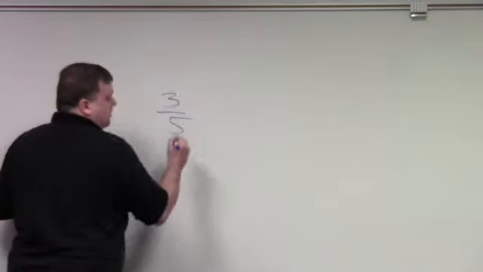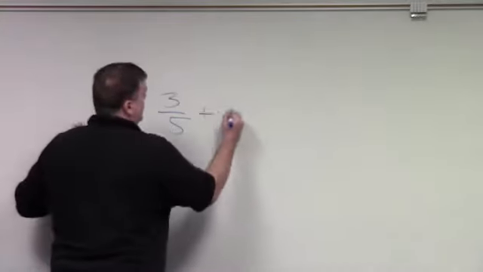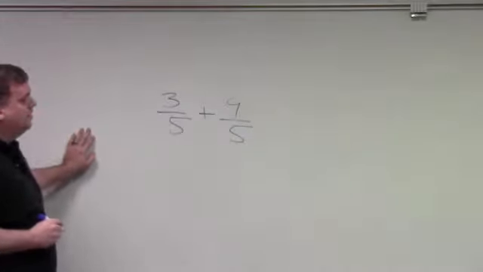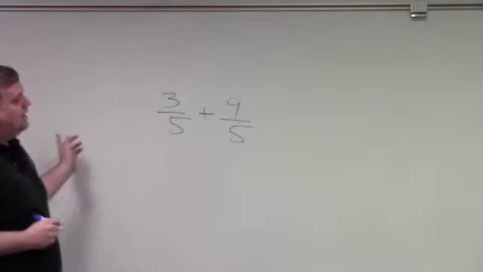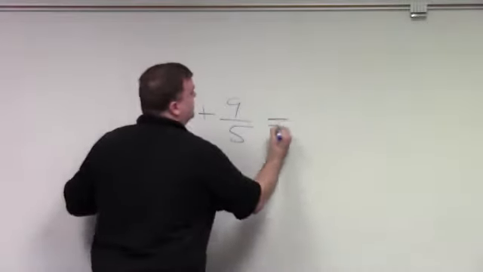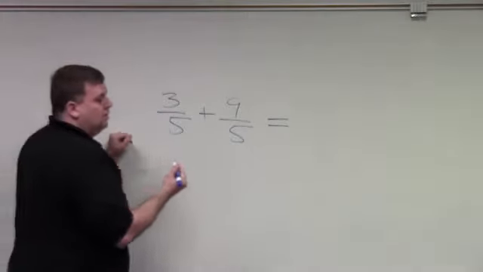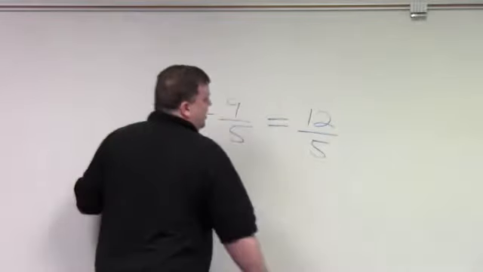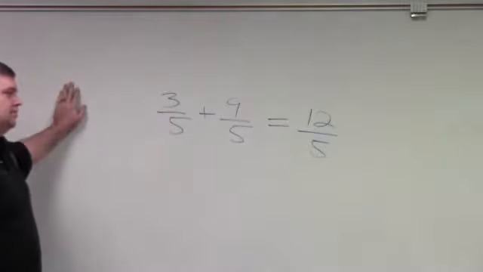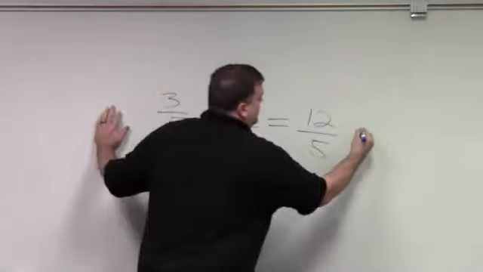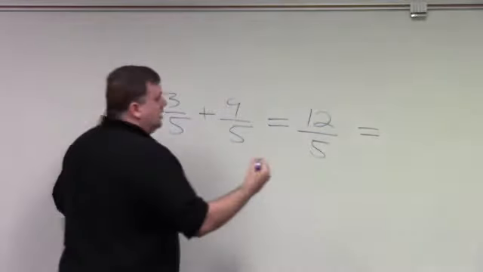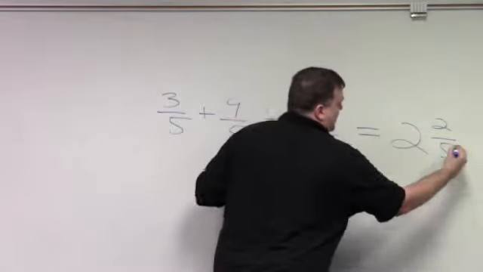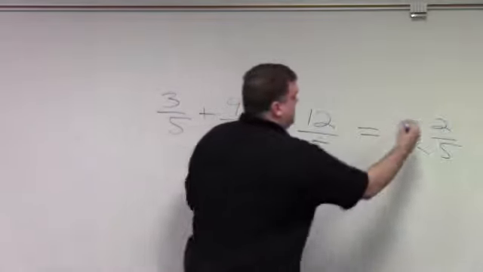And sometimes they're nice enough to give us fractions that have a common denominator. So if you already have the common denominator there, you can just add the tops, the numerators. So 3 plus 9 is 12. Always keep that denominator. And then we need to convert that into a mixed number. So how many times does 5 go into 12? 2, with a remainder of 2, and keep the same denominator. Okay.